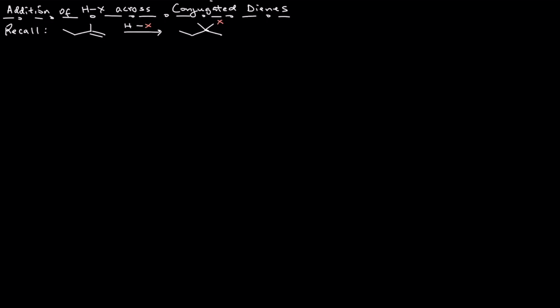So you recall that if you have an alkene like this, and you treat that alkene with a hydrogen halide, such as hydrogen chloride, bromide, or iodide, you will go through a Markovnikov hydrohalogenation, which will place the halogen on the more substituted carbon.